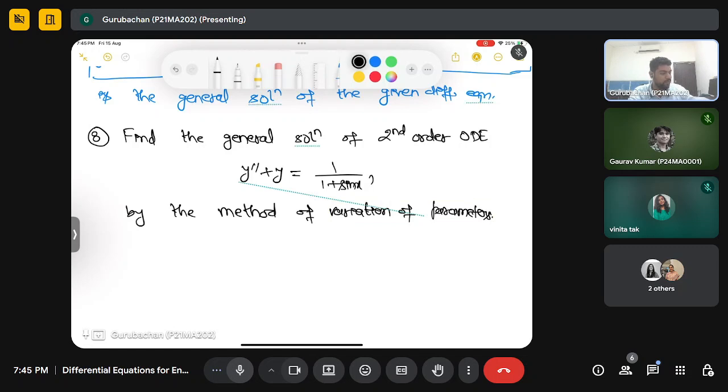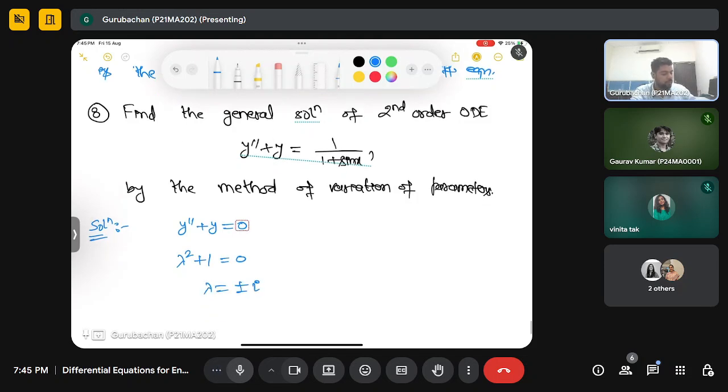So let us start discussing this one. What is its homogeneous part? It will be y double dash plus y equal to 0, and its corresponding auxiliary equation will be lambda square plus 1 equal to 0. The roots of this auxiliary equation are plus and minus i, and the homogeneous solution is C1 cos x plus C2 sin x.